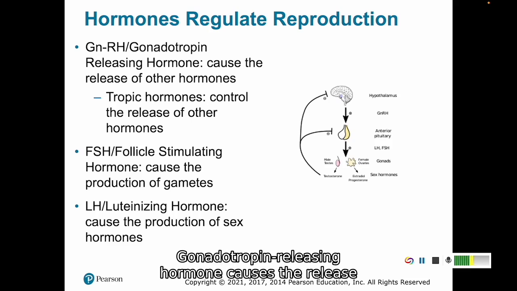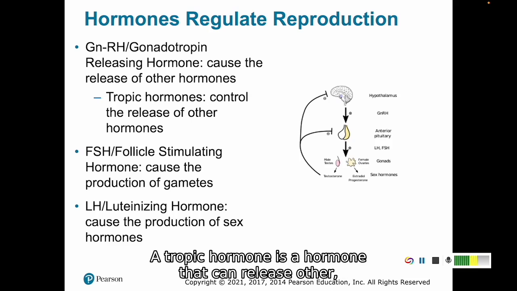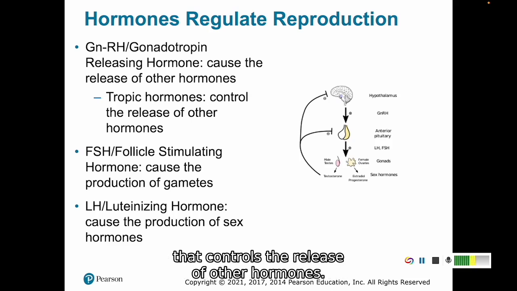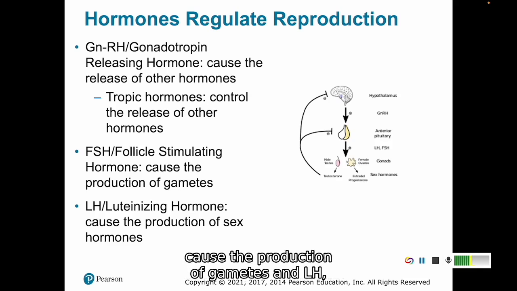Gonadotropin releasing hormone causes the release of FSH and LH. So it is a tropic hormone. A tropic hormone is a hormone that controls the release of other hormones. FSH, or follicle stimulating hormone, will cause the production of gametes, and LH, or luteinizing hormone, causes the production of sex hormones.